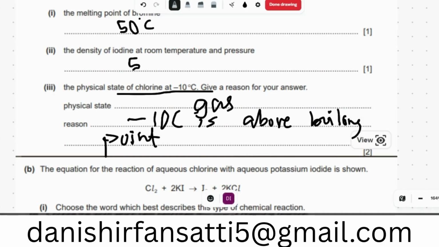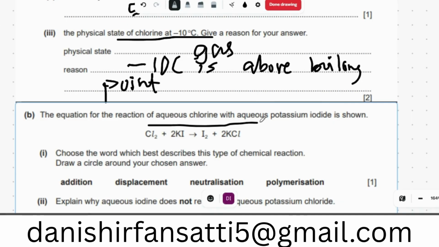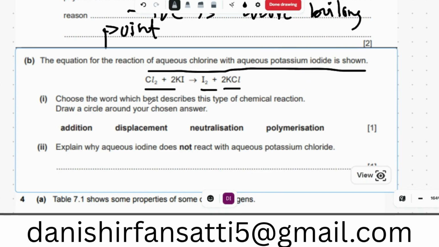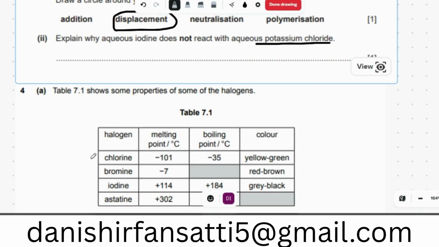The equation for the reaction of aqueous chlorine with aqueous potassium iodide is shown: Cl2 plus 2KI gives us I2 plus 2KCl. Choose the word which best describes this type of chemical reaction. That is again displacement, because iodine has been replaced by chlorine. Explain why aqueous iodine does not react with aqueous potassium chloride: because iodine is less reactive than chlorine, so it cannot replace chlorine.